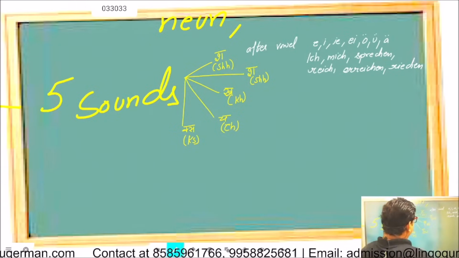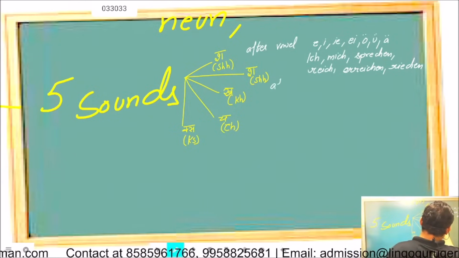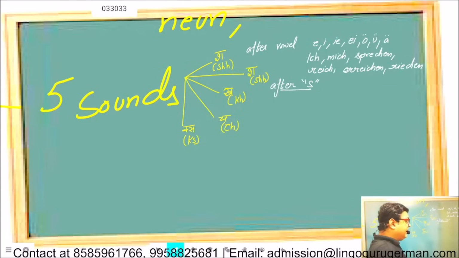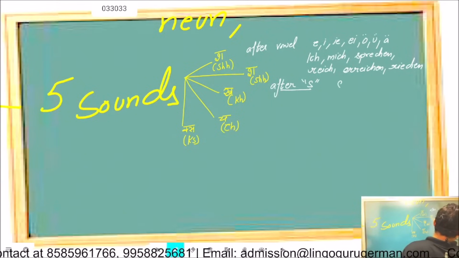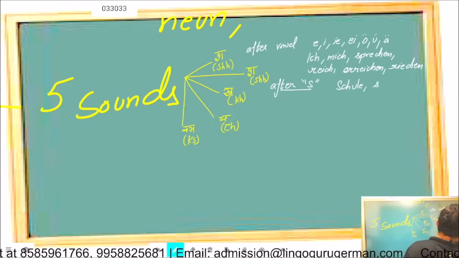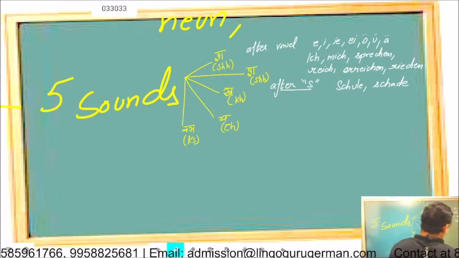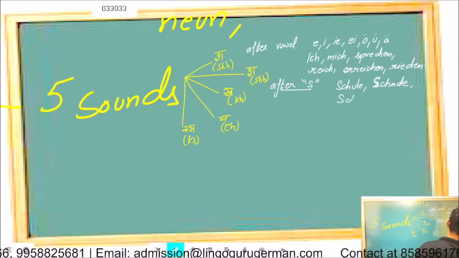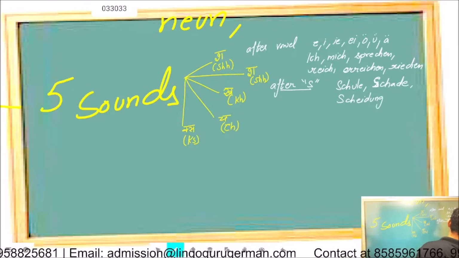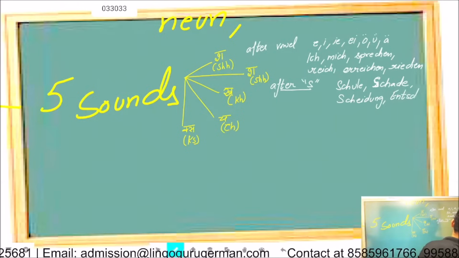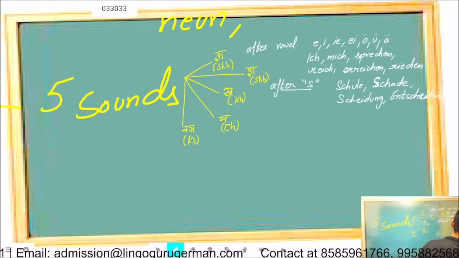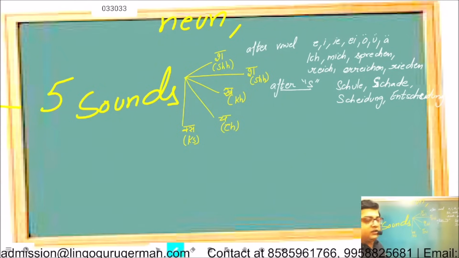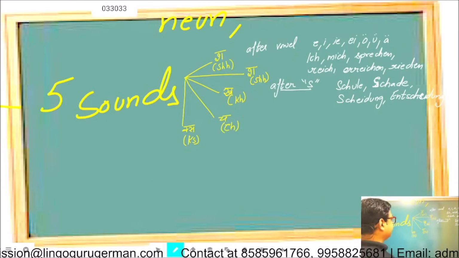Another case when CH is going to be pronounced as sh is when CH is after S. Whenever CH is after S, it is going to be pronounced as sh. For example, Schule, Schade, Scheidung, Entscheidung. You can see the sound: whenever CH is coming after S, it is going to be pronounced as sh.